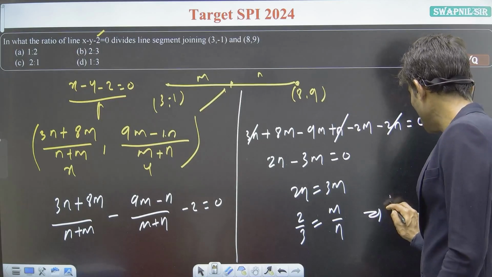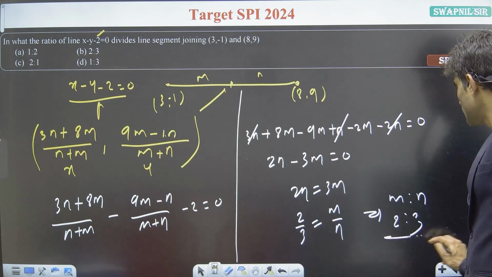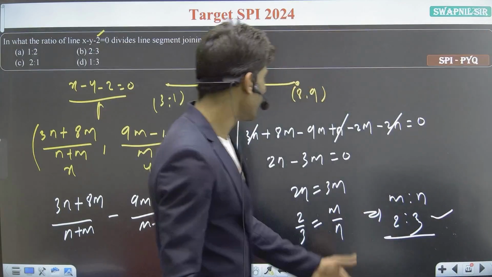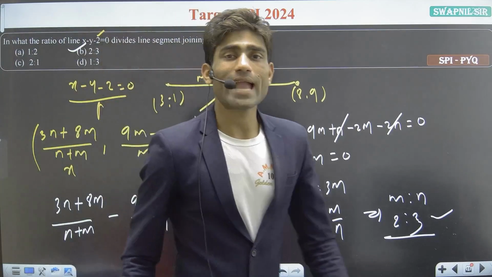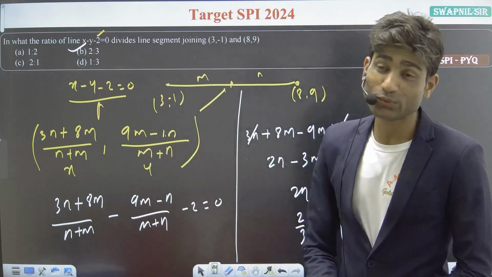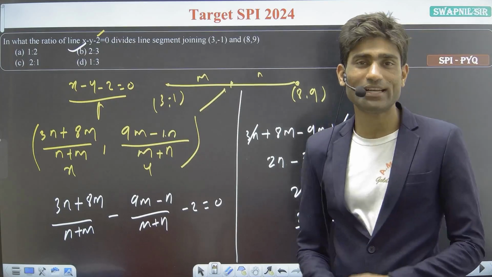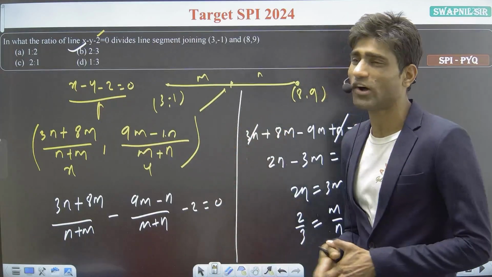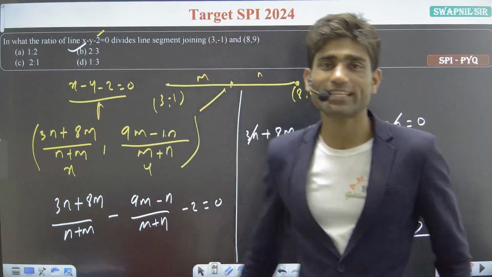So our ratio m as to n is defined as 2 as to 3, our required answer. Now see that in our option B, we have 2 as to 3, our required answer here. I hope you all have understood this solution. It's a completely easy solution based on the section formula for internal division. Now let's move to the next example.